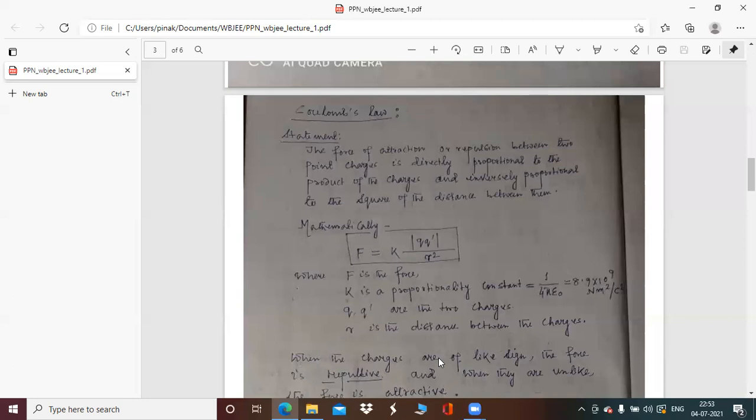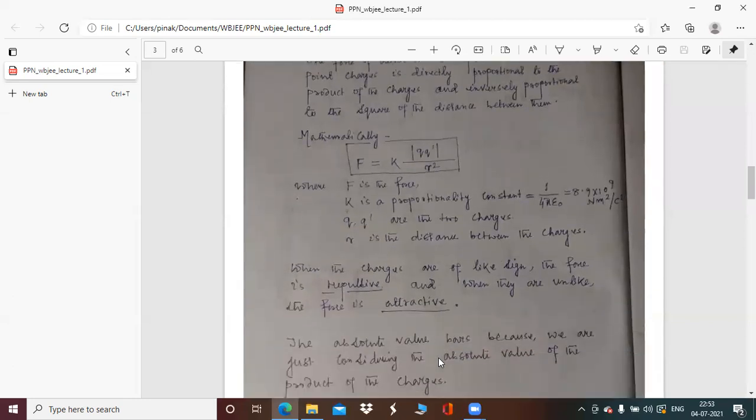Now, this is about Coulomb's law, and one thing is left: these absolute value bars. Why are these bars used? Because we are just considering the absolute value of the product of the charges. That means, as we have said, these charges may have opposite signs. They may be unlike charges or they may be like charges. But here we are only concerned with the absolute value of the force. That means we are not concerned here with whether the force is positive or negative.